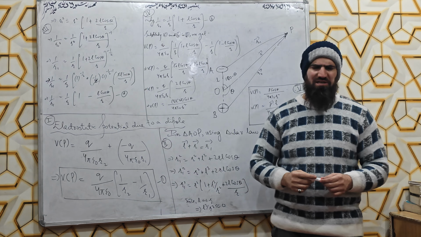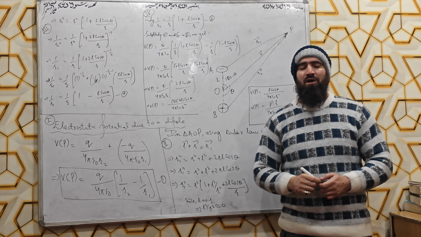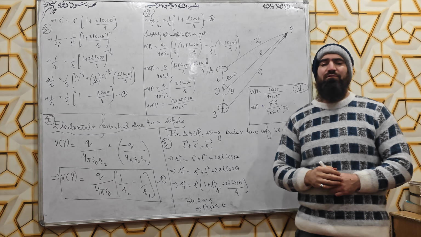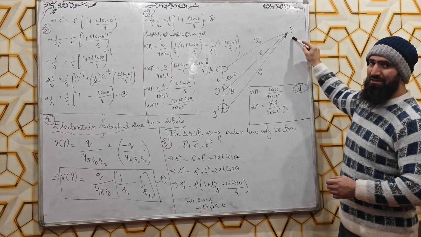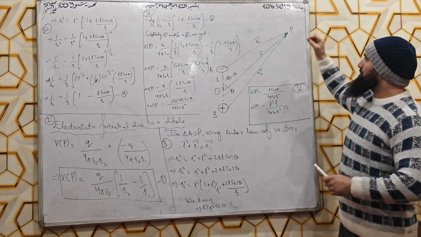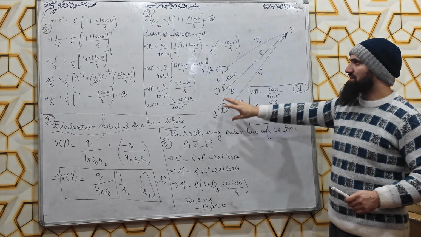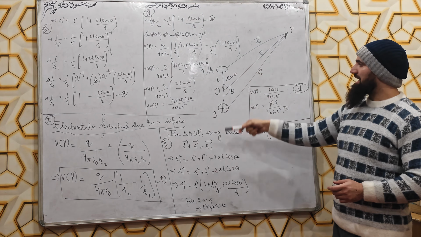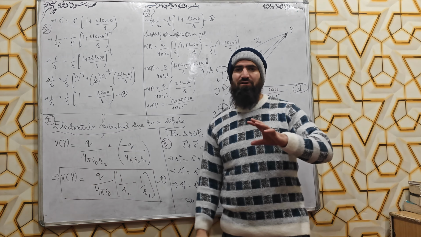What do you mean by electrostatic potential, which we have discussed? The amount of work done to move a unit positive charge from infinity to a particular point. Now when we have a system of charges, then from the principle of superposition, the total amount of work done to move a unit positive charge from infinity to this point against this charge and this charge, that will be equal to the electrostatic potential due to the dipole at this point. And it's equal to the sum of the electrostatic potentials.